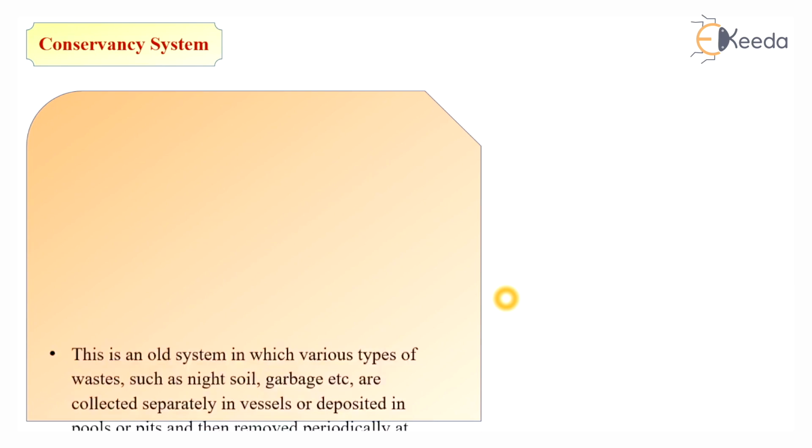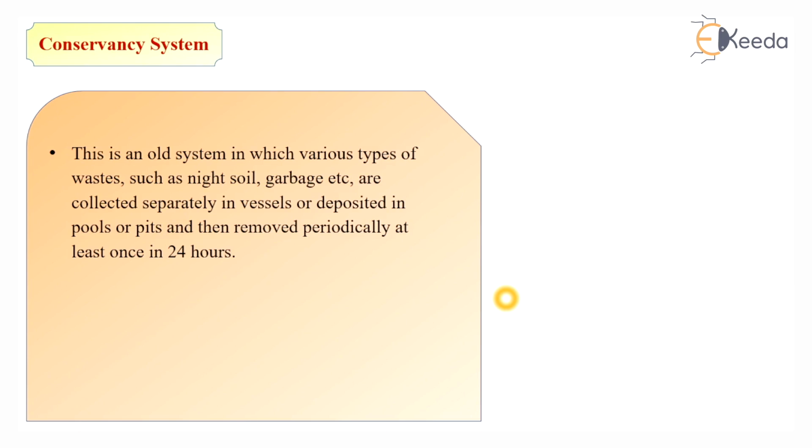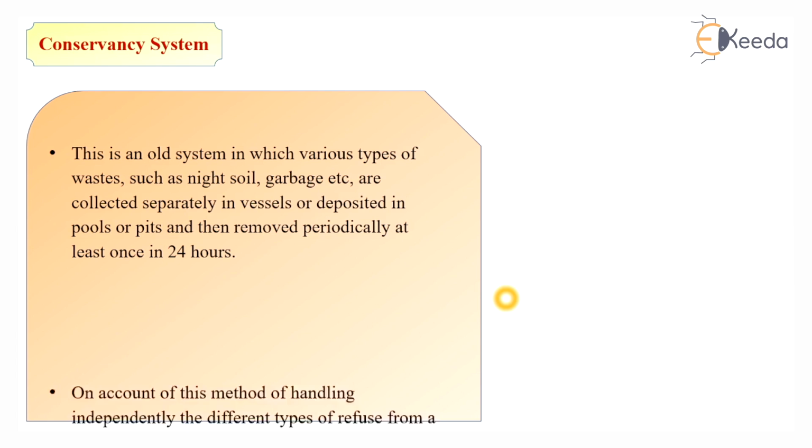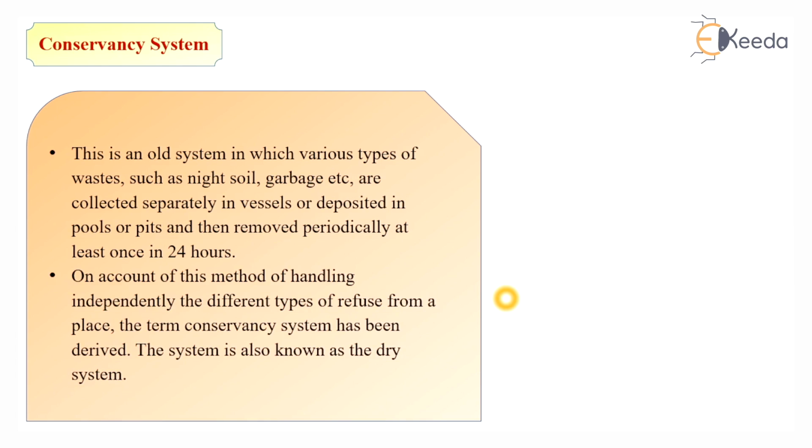There are two methods employed for the disposal of waste. First is the conservancy system. This is an old system in which various types of waste such as night soil, garbage, etc. are collected separately in vessels or deposited in pools or pits and then removed periodically, at least once in 24 hours. This system is also known as dry system.